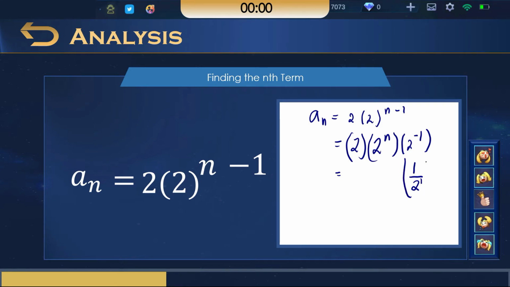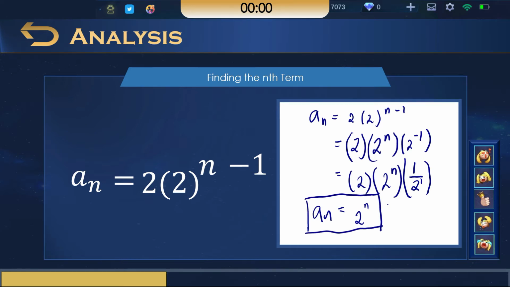Okay? The next thing is we're going to bring down 2 raised to n and 2. And after that, we're going to simplify this. Those with numerical value or the constant will be multiplied. 2 times 1 half, we all know that it is equivalent to 1. Times 2 raised to n, we have now 2 raised to n. So the nth term, or the recursive formula, or what we call the general term of the sequence, will be a sub n is equal to 2 raised to n.